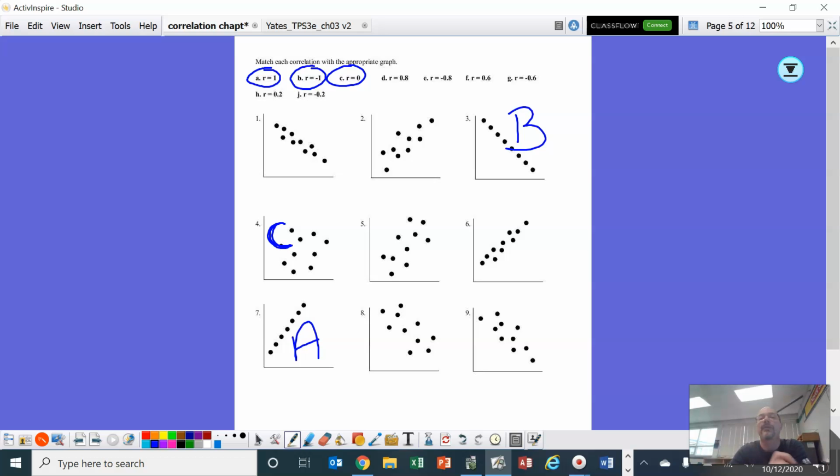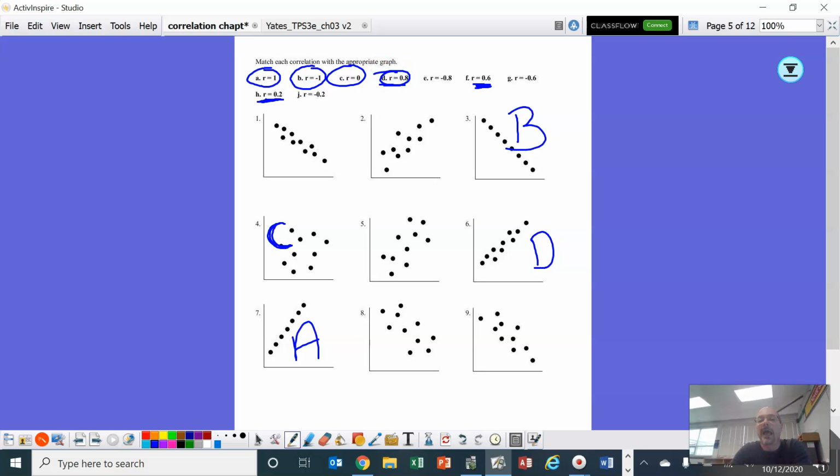So I'm going to look at the 3 available positives, which is 0.8, 0.6, and 0.2. Well, since number 6, they're closer together than the other 2 that are positive, obviously that's going to be D, 0.8.